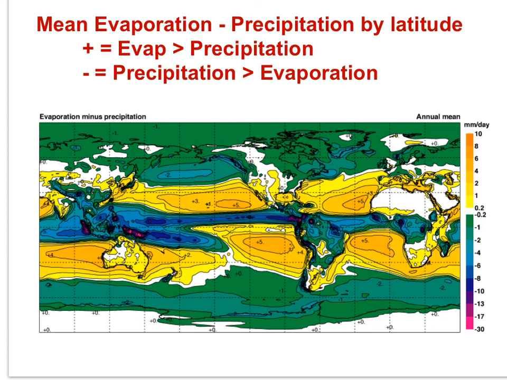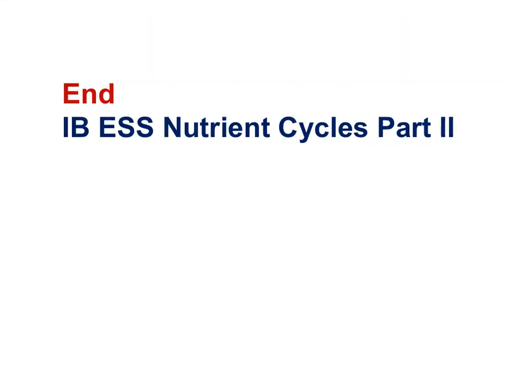Again, your understanding of the tricellular model of air circulation to understand biome distribution is very important here. Review Ecosystem 2, Part 6. And that brings us to the end of IBESS Nutrient Cycles, Part 2.